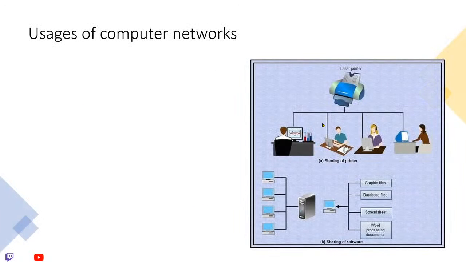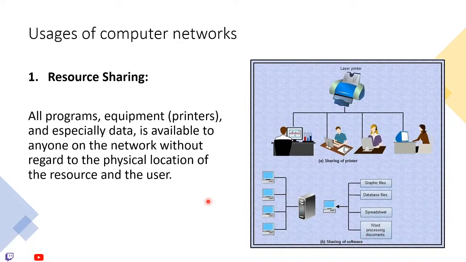So next one is uses of computer network. What are the uses of the computer network? Computer networks are used for sharing printers, for example. These PCs and laptops are sharing the same laser printer, so sharing the hardware resources. Similarly, sharing the software. Basically, a computer network is for resource sharing.